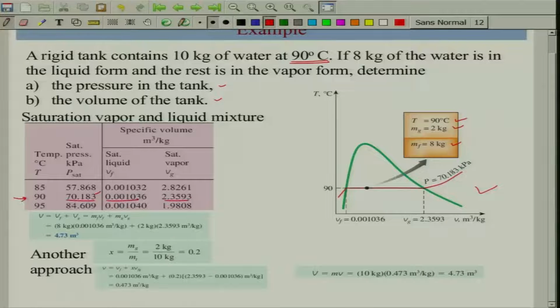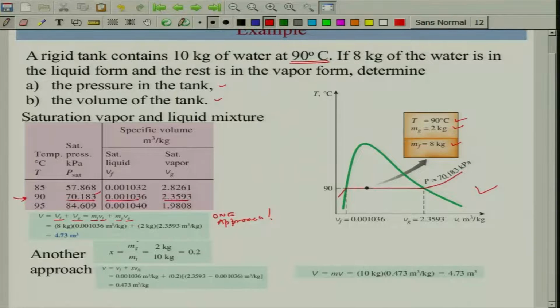And the volume of the tank will be simply the total volume of the fluid plus the total volume of the gas, which will be the mass of the fluid multiplied by the specific volume of the liquid, plus the mass of the gas or the vapor multiplied by the specific volume of the vapor. So, mf and mg we know, vf and vg we know from the table, and then we can plug them in. So, this is one approach.